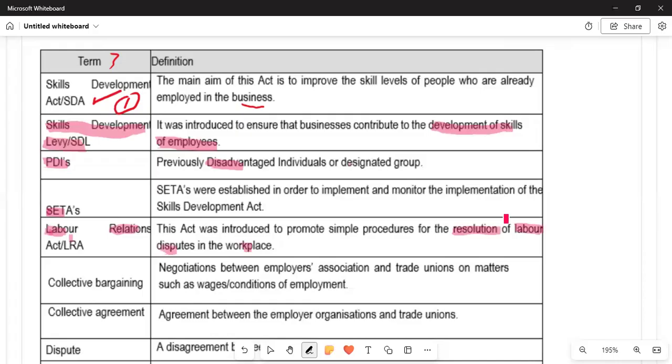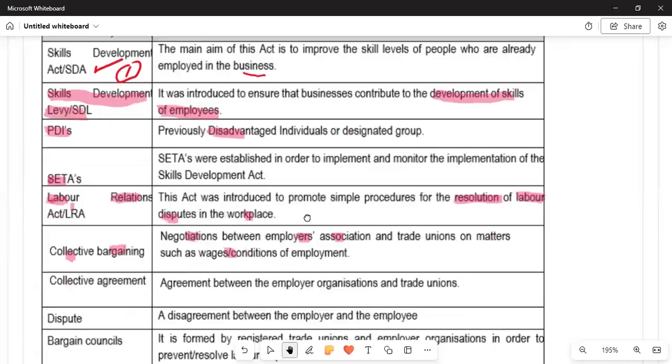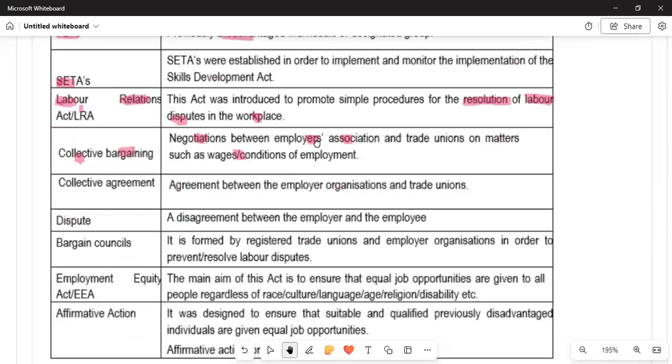Then we have collective bargaining. The definition is negotiations between employers' associations and trade unions on matters such as wages and conditions of employment. It means that employees will be represented by trade unions, whereas the employers will be represented by employers' associations if ever there are disagreements. So those are very important for harmony at the workplace.